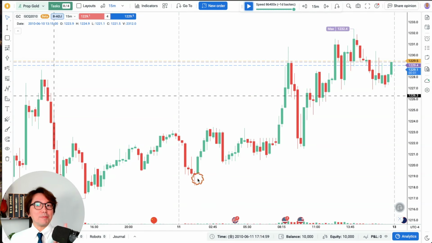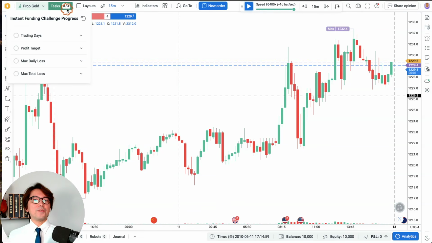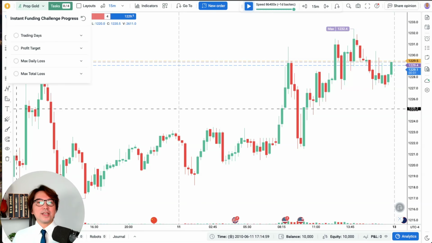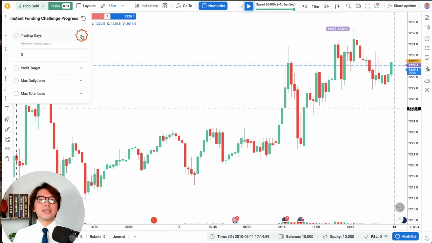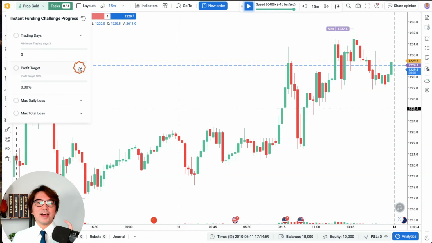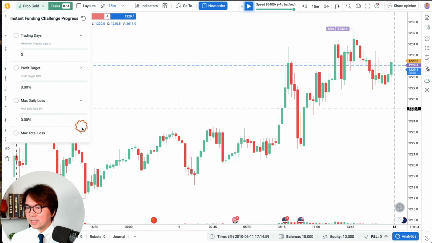The first thing I want you to pay attention to here is the tasks button on the top left of the screen over here. Please click this one. The passing conditions for the prop firm you just set will be listed and displayed over here. Trading days, profit target, max daily loss, and max total loss. And by clicking the arrow on the right side of each item over here, the current progress is visually displayed with percentages and also the progress bars, like this.